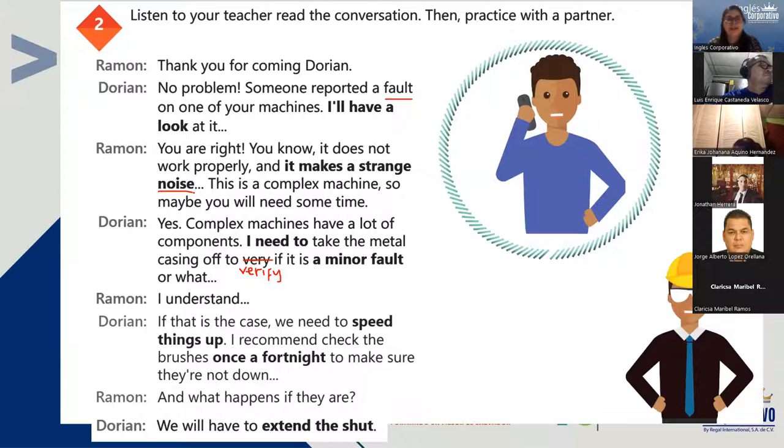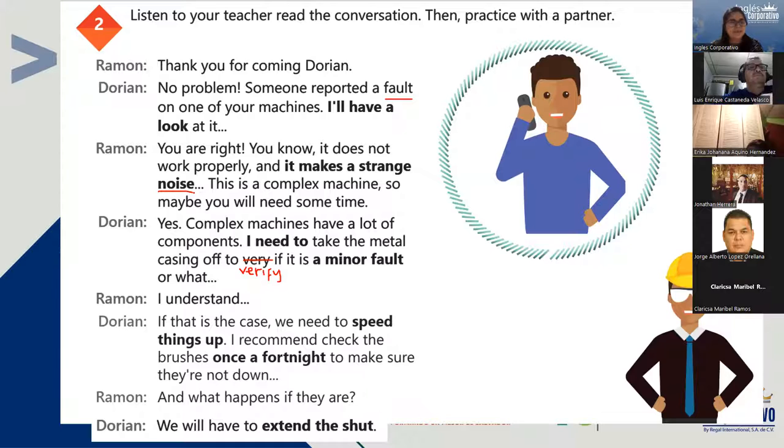To verify if it is a minor fault, what is minor? Menor, right? If it is a minor fault or if it is something more complicated. For example, when you say minor, could be like que algo se le ha soltado, se ha aflojado. That'll be something simple to repair. But what if it is a bigger problem? If the problem is bigger, they will have to take a longer time to repair.